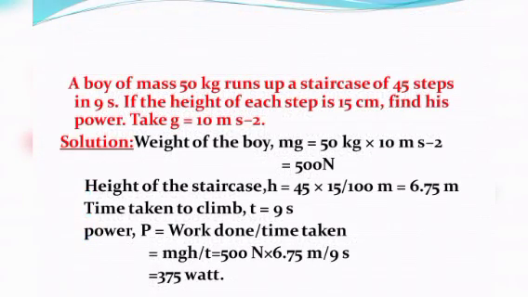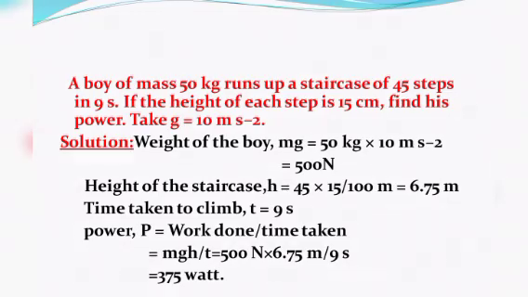For example, a boy of mass 50 kg runs up a staircase of 45 steps in 9 seconds. If the height of each step is 15 cm, find his power. Take g equals 10 meter per second squared. Here the weight of the boy, that is mg, equals 50 kg into 10 meter per second squared, which equals 500 newton. And the height of the staircase, that is h, equals 45 into 15 by 100 meter, which equals 6.75 meter. Time taken to climb, that is t, equals 9 seconds. Therefore, the power equals work done by time taken, which equals mgh by t. That is 500 N into 6.75 meter divided by 9 seconds, which equals 375 watt. Therefore, the power is 375 watt.